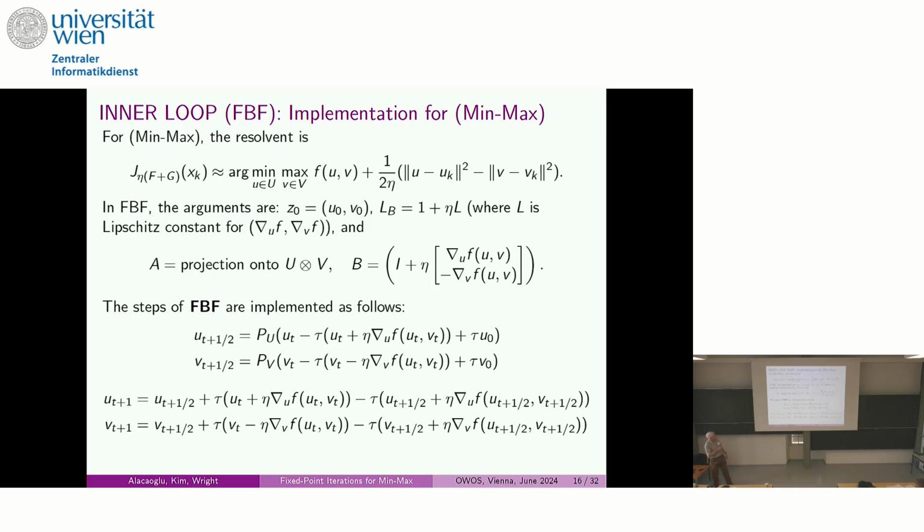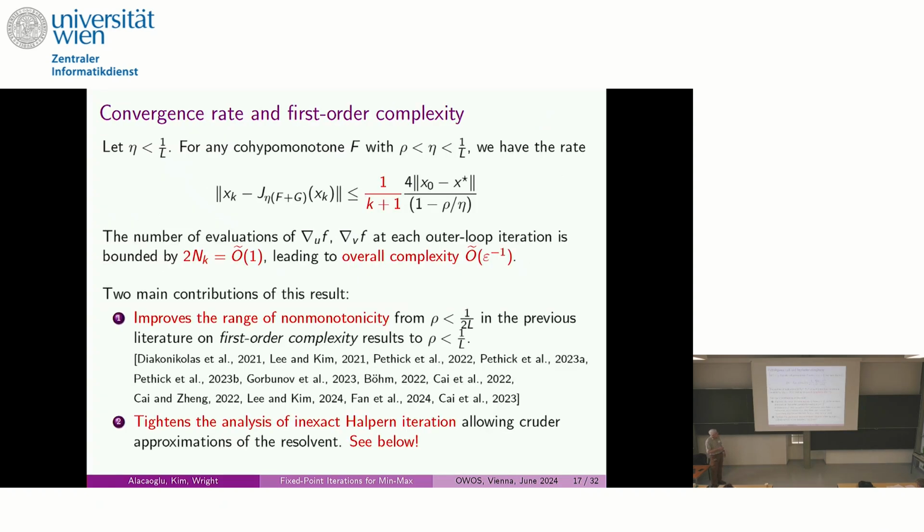By the way, this is how you would implement the FBF. I probably shouldn't dwell on this, but the inner loop, I've written it as a bunch of inclusions, but if you go back to considering the specific min-max problem with the F and the U and the V, this is how you actually implement the inner loop. So you can see things that look like gradient descent and ascent steps. You can see projection operators. You can see, you know, averaging stuff going on. So I won't dwell on that, but clearly it's implementable for the min-max problem.